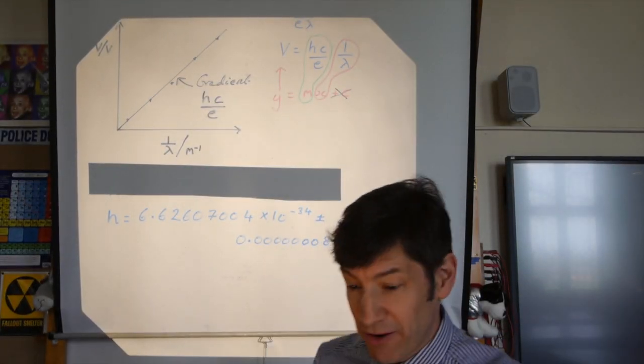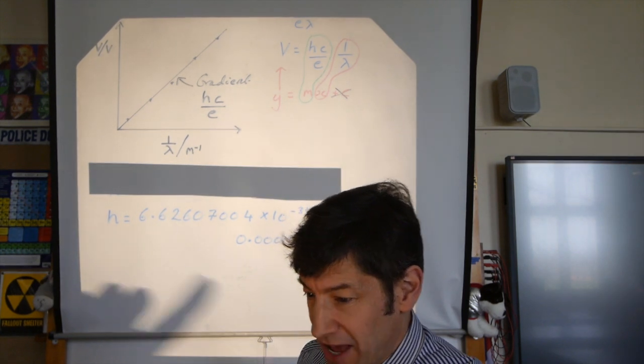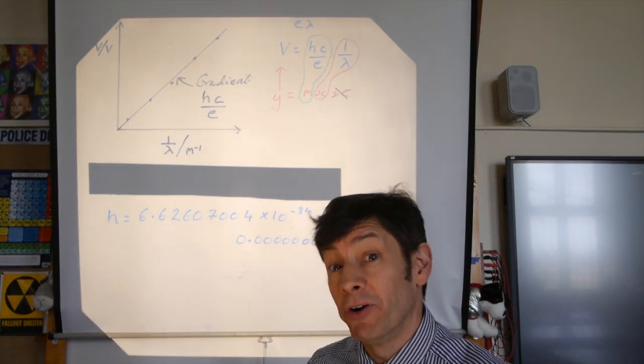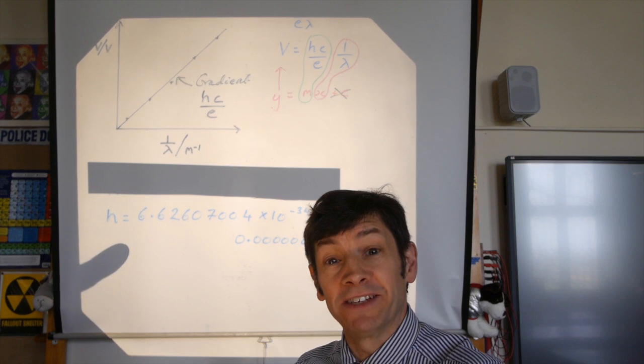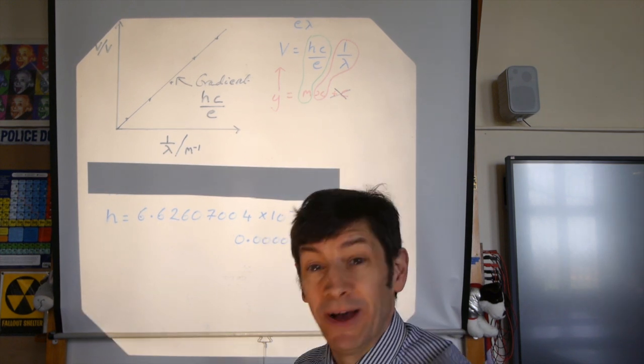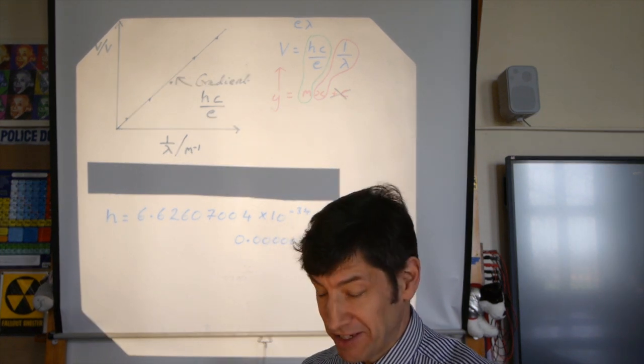Okay, so there it is. There's Planck's constant with its associated known error at the moment. That's off the internet. I'm not expecting you to go to so many decimal places.